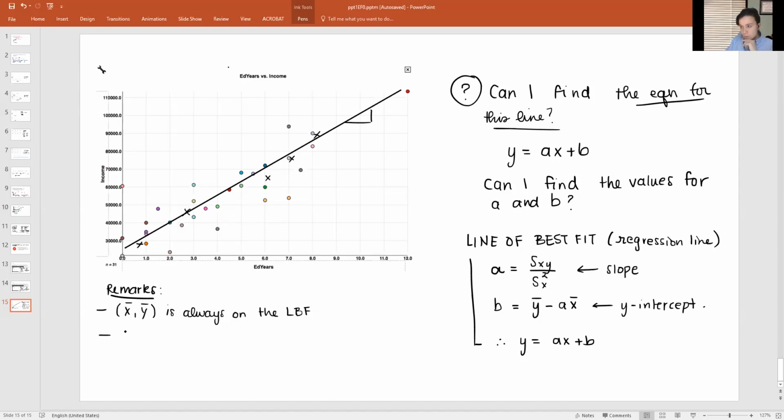The next thing is that the slope, A, corresponds to the increase in Y for a 1 unit change in X. So a 1 unit increase in X corresponds to an increase in Y of A units.